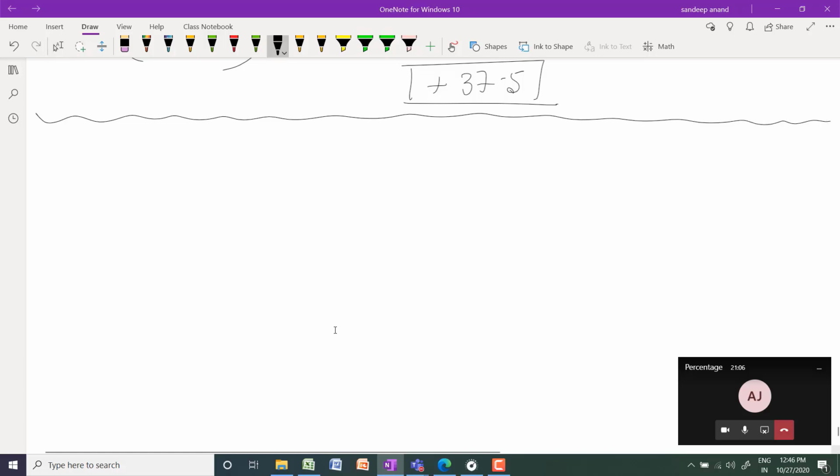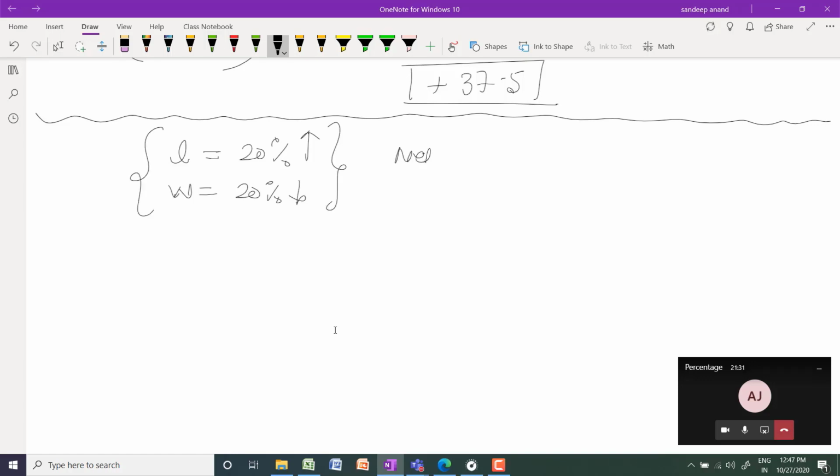Now the second important thing: if the length increases by the same amount and the width decreases by the same amount, meaning one value increases and another decreases, what happens? Suppose the question is: length is increased by 20% and width is decreased by 20%. What is the net percentage change in area?